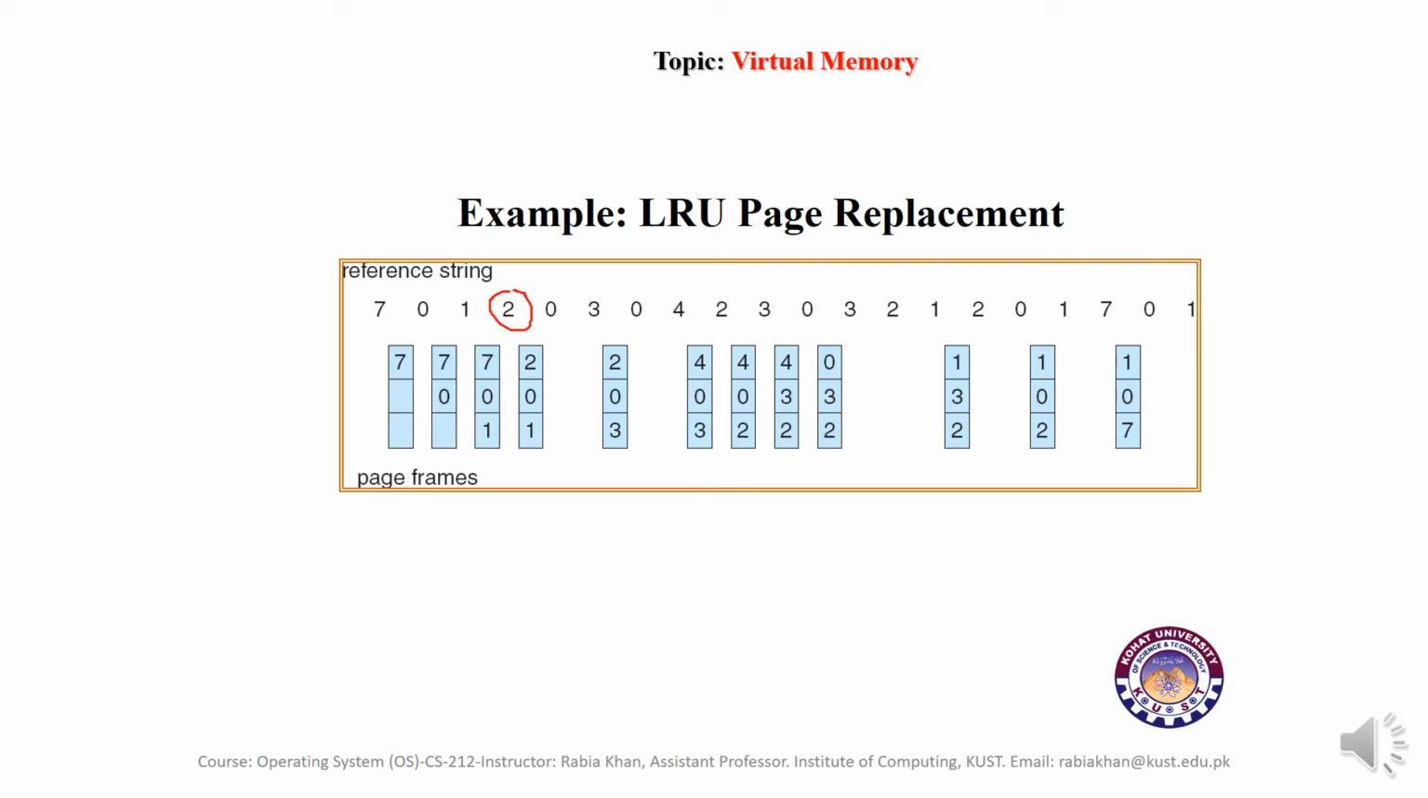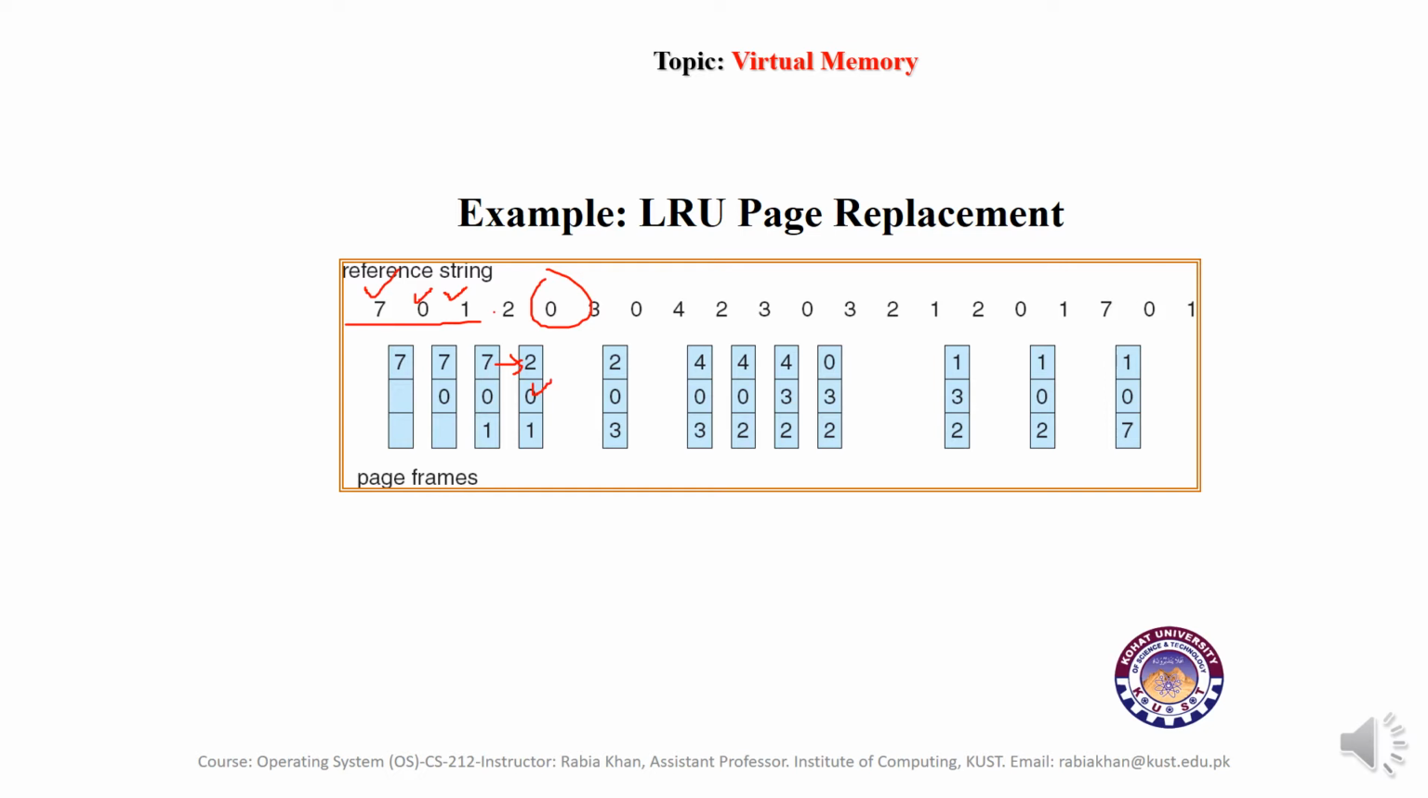Since least recently used focuses on past, we have to make a look back and see which page is far away in past. One is most recent, so we cannot replace it. Zero is recent, we cannot replace it. So 7 is the one that is far away in past. So 7 goes out and 2 comes in. Next page to be brought in is page number 0. But as you can see, page number 0 is already present, so there is no page replacement.